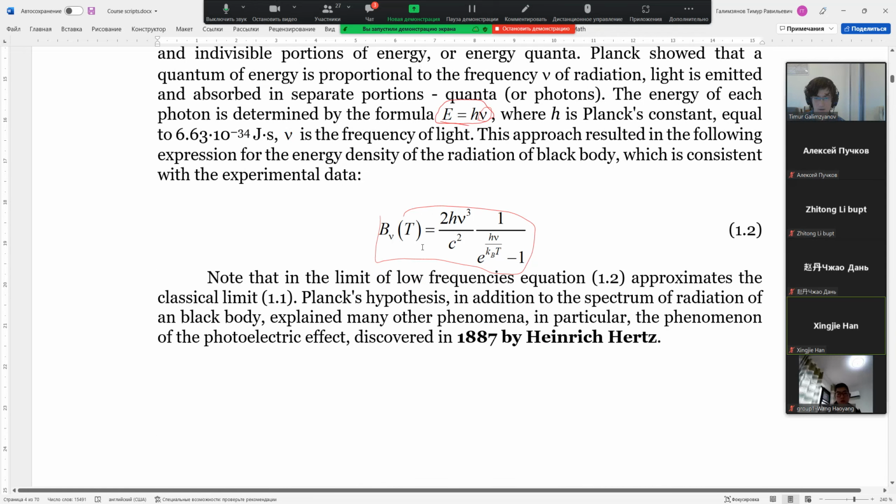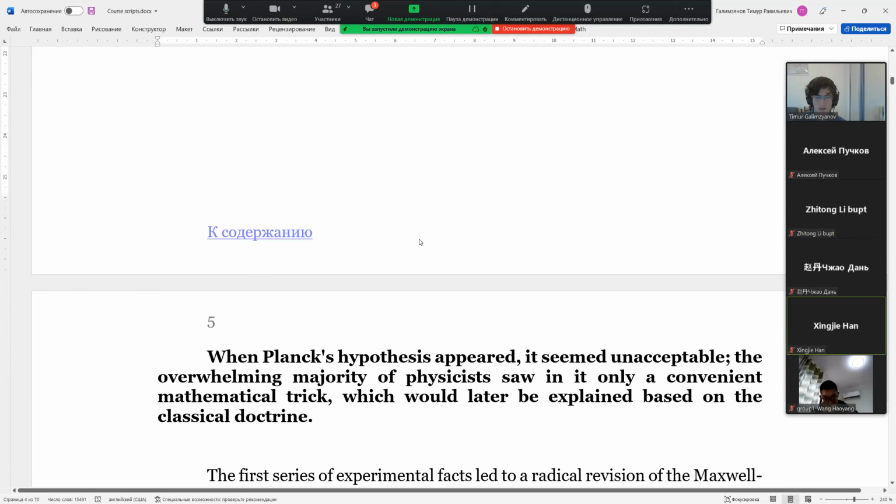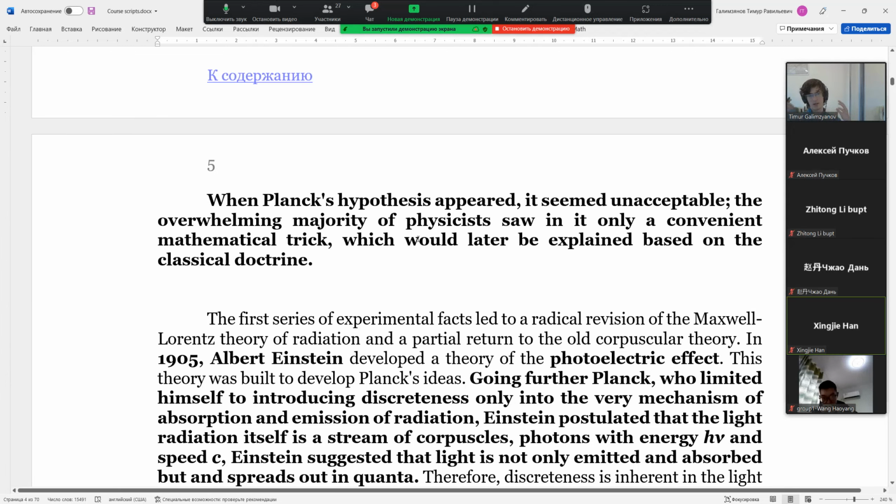So that was the one problem, but you must understand that when Planck's hypothesis appeared, it seemed unacceptable because there were no reasons to describe the radiation by portions, and the majority of the physicists saw it as a convenient mathematical trick, but not a real physical explanation of the black body radiation.